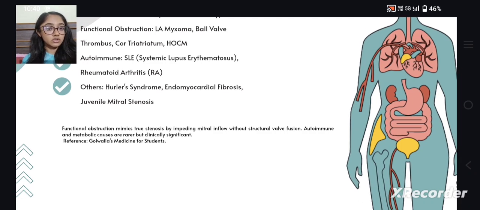And for the note, functional obstruction mimics true stenosis by impeding mitral inflow without structural valve fusion. Autoimmune and metabolic causes are rarer but clinically significant.